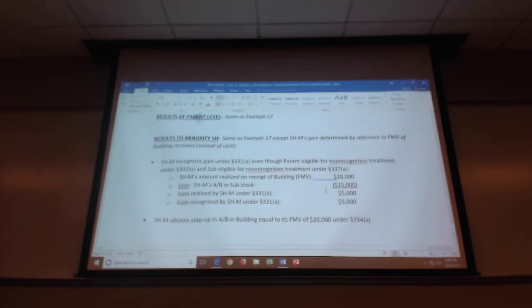And at the level of the minority shareholder, there's really no change in the analysis here. In other words, it doesn't matter whether a minority shareholder receives cash or property. In this type of liquidation, the minority shareholder, 20% or less, is simply not entitled to non-recognition treatment. It's treated the same way that an individual would be treated in a 331 liquidation. So the minority shareholder has gain of $5,000 on receipt of this building, $20,000 minus the $15,000 basis in its stock.